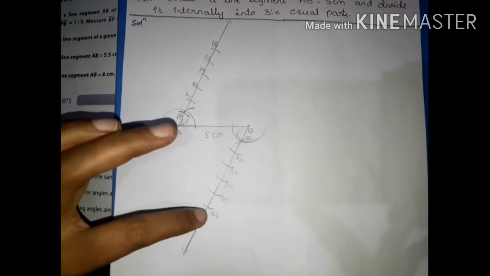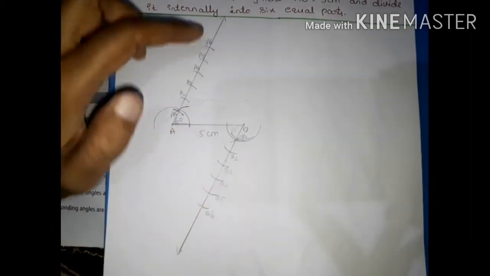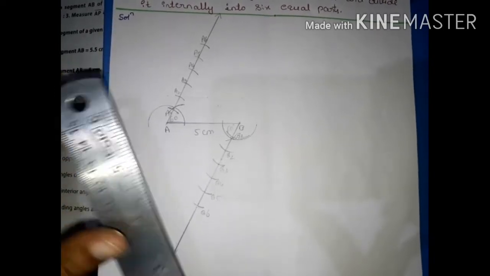Now after constructing a parallel line, you have to join A to B6, A1 to B5. Like that you have to join each equal part, A1, A2, A3, A4, A5, A6 to B1, B2, B3, B4 up to B6. Okay. This you have to do carefully, children.